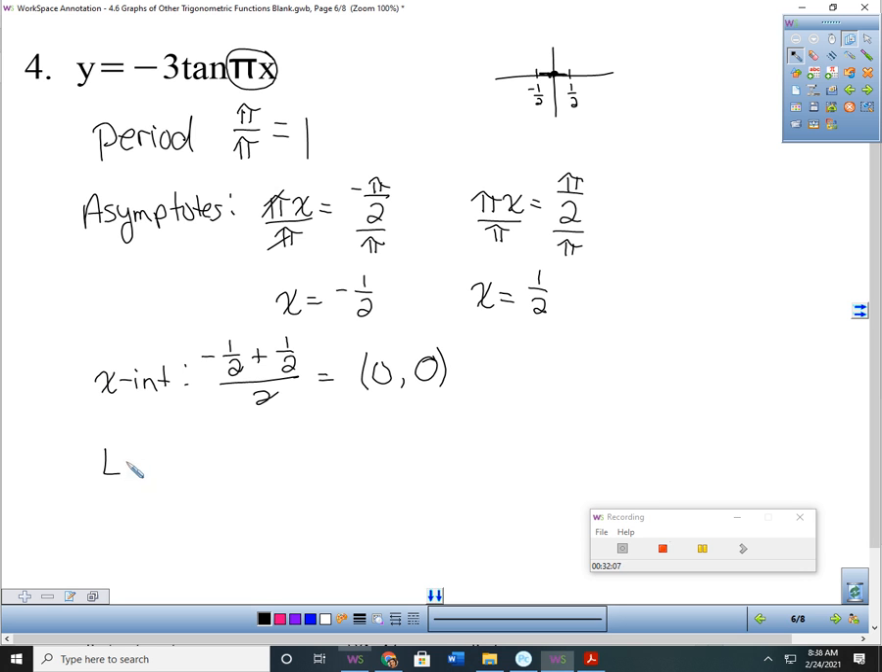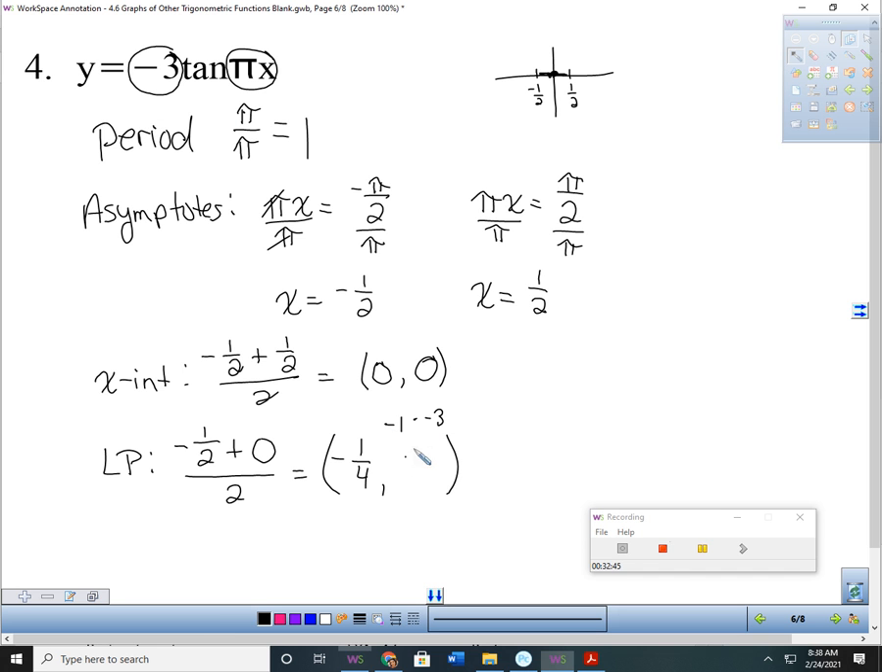So the left point, I will take my left asymptote and add that to 0, the x value here, and I'll divide by 2, which gives me a negative 1/4. All right, so normally on the left-hand side, we're at negative 1. We need to multiply by this negative 3 out in front, which we already know multiplying by a negative out front is going to flip it. So this is going to change to a positive 3.